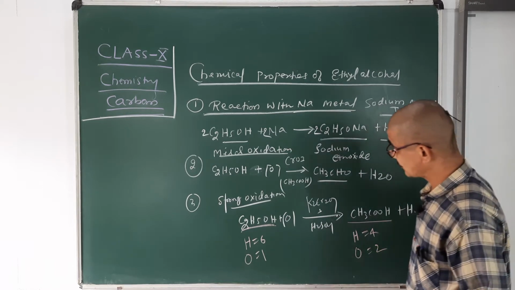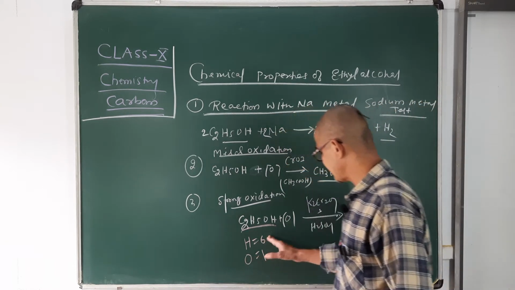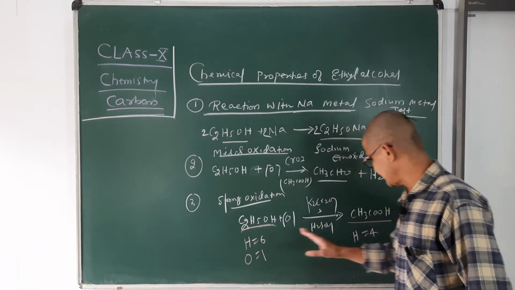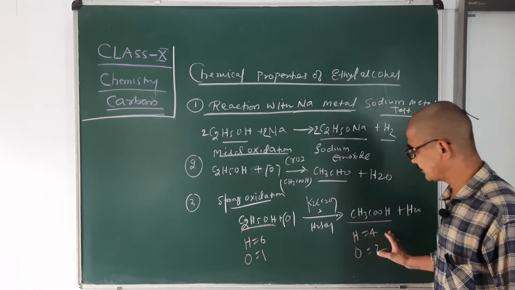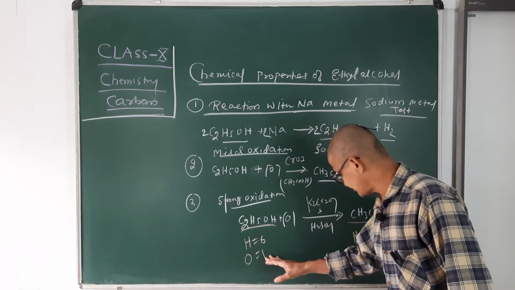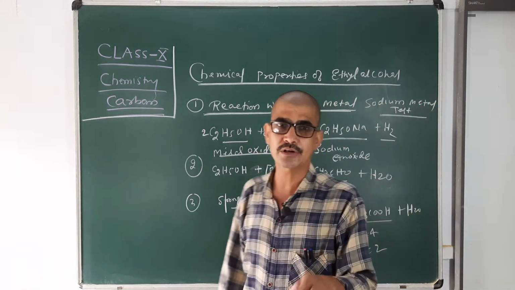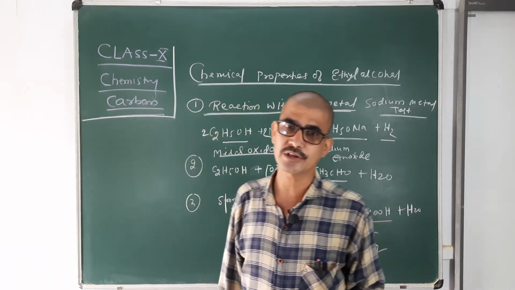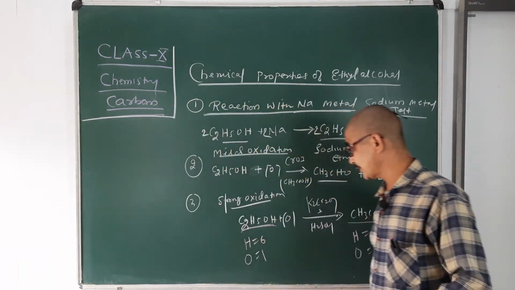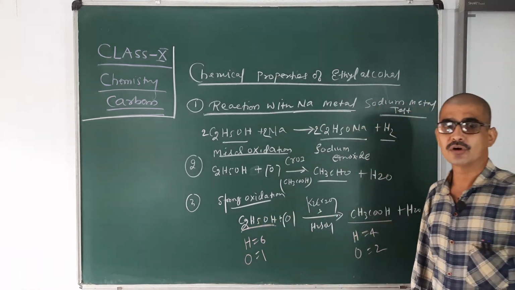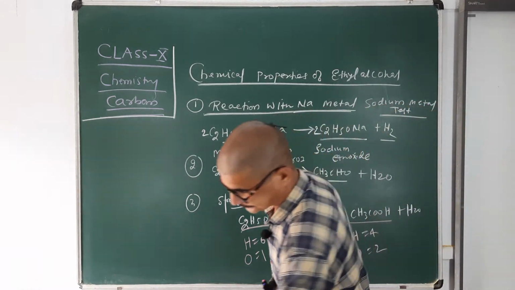So in this reaction, the conversion of ethyl alcohol to acetic acid, the number of hydrogen decreases, from 6 to 4, and the number of oxygen increases. Both are called oxidation. So based on this concept, we can say that the conversion of ethyl alcohol to acetic acid is called an oxidation reaction.